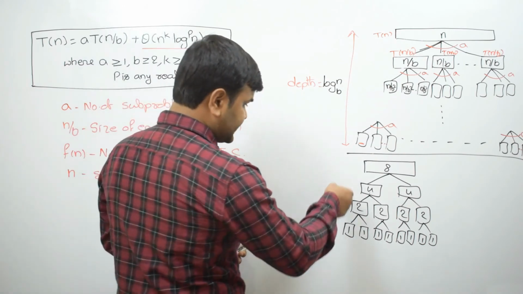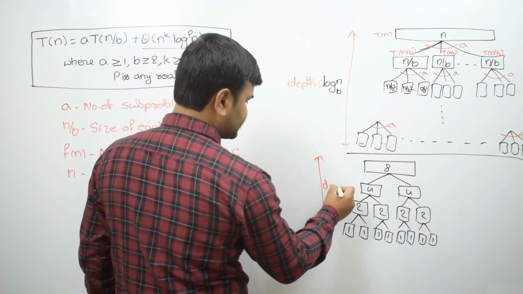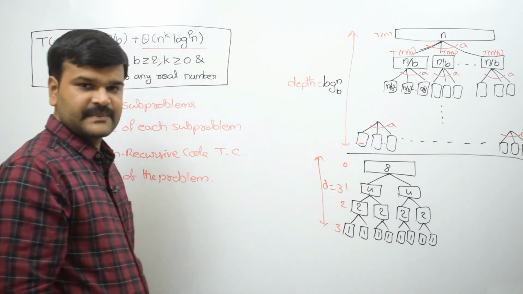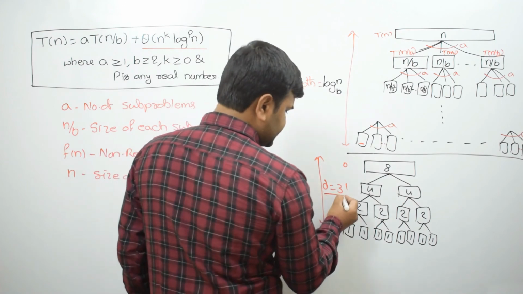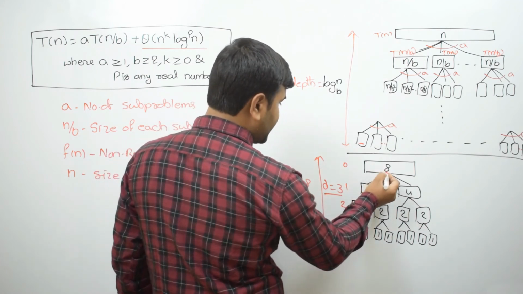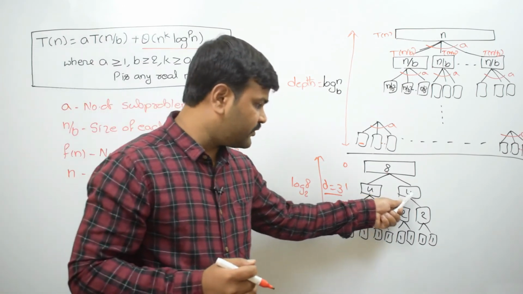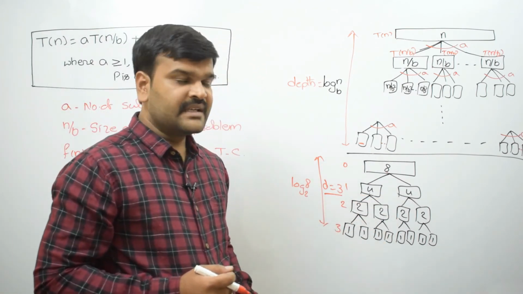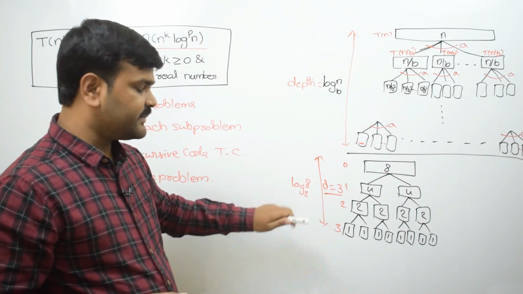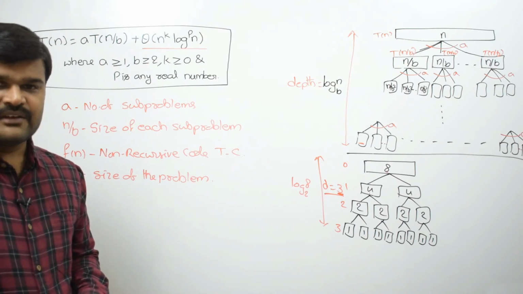So in this case, what is the depth actually? So depth is 3 actually, right? So this is 0, 1, 2, 3. Depth is 3. So now, do we have log 8 base 2? Every problem you are dividing by 2 actually, 8 by 2, 4, 4. 4 by 2, 2, 2. So that is what n by b actually. So that is why the base is b. So log 8 base 2 is actually 3 only, right? So that is the depth. Okay.